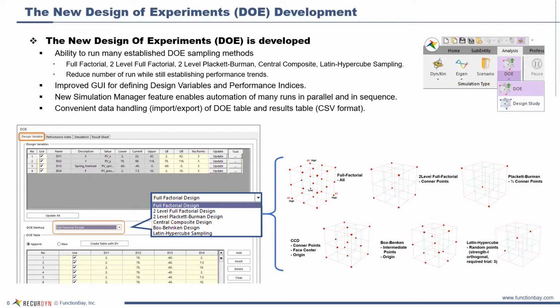In general, there's also improved graphical user interface design just to make performing all the tasks easier to do. And there's also a new simulation manager feature which will automate the runs of all the trials in parallel and in sequence. And also there's some convenient data handling features which allows for the import and export of the DOE tables and results files into CSV format.